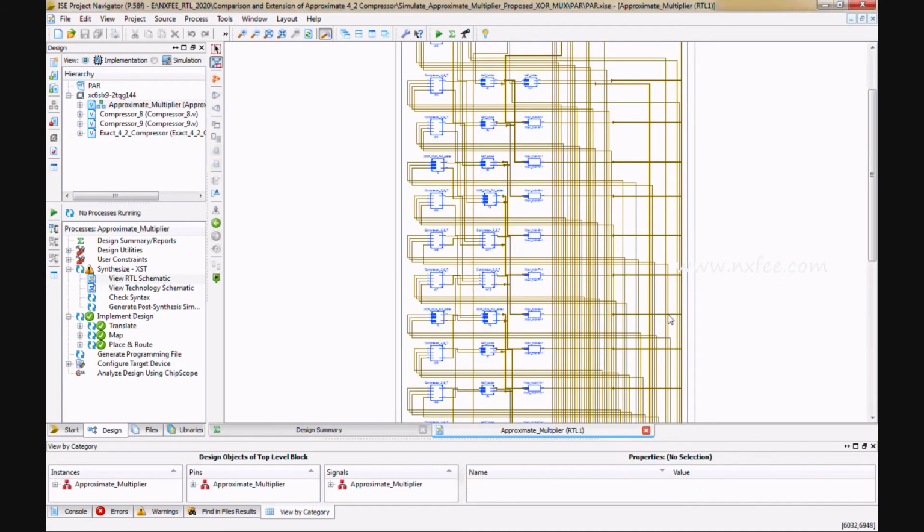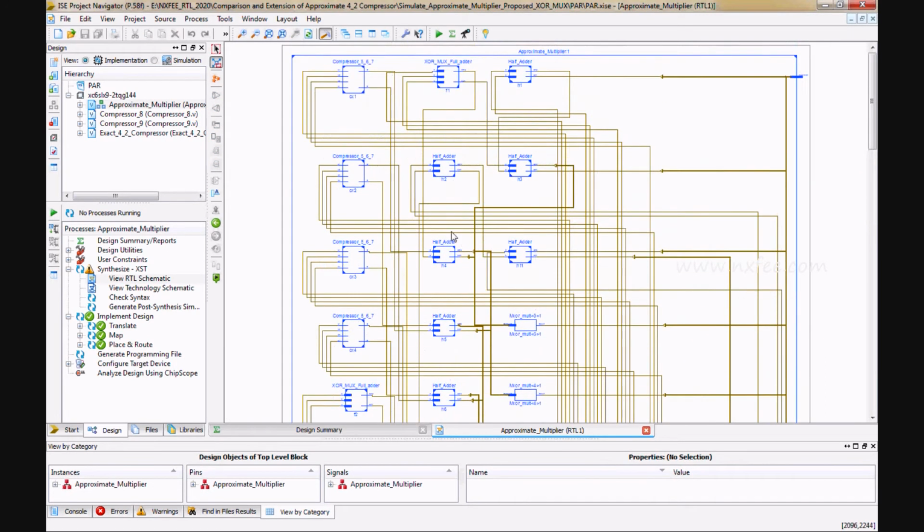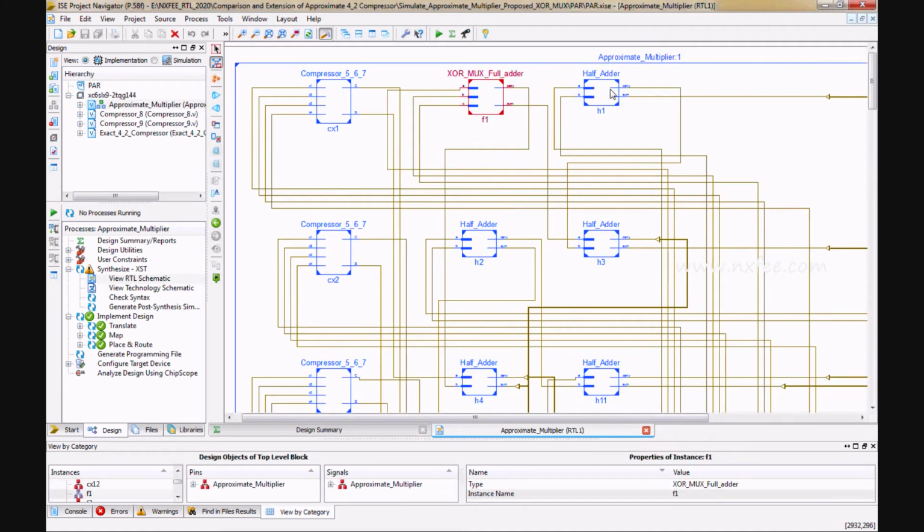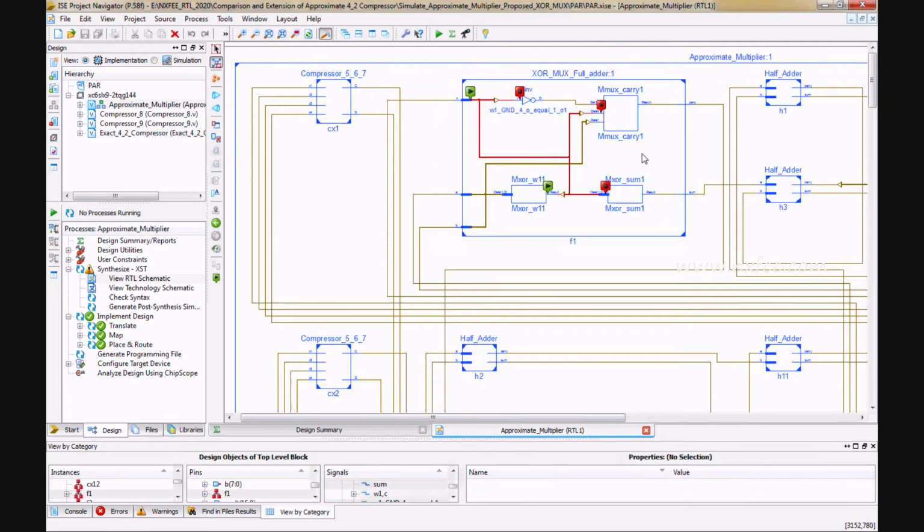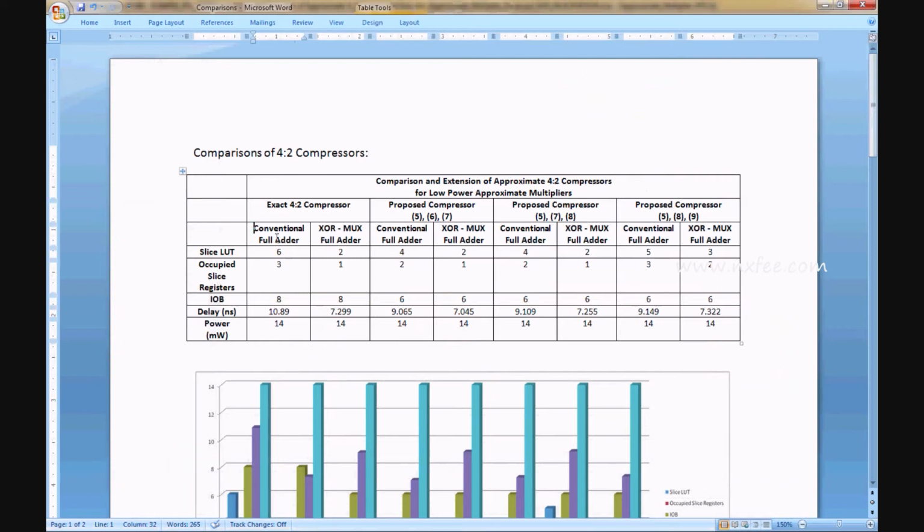So here the total number of compressors is 5,6, and we used the XOR-mux full adder here. You can verify this XOR-mux full adder. Instead of that, it will take one XOR gate, two XOR gates and one multiplexer. So the overall logic size will be reduced. And the comparisons of this logic will be given here.